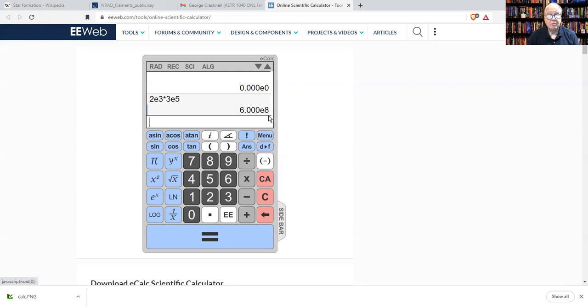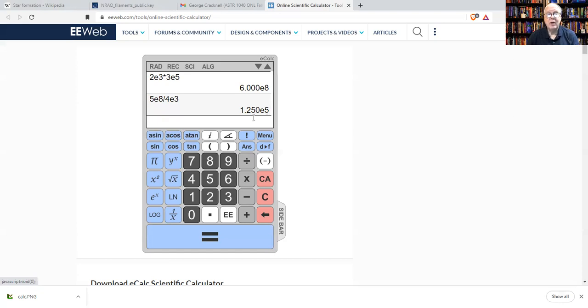Now, you can also divide. I could take 5 times 10 to the 8th power, 5E8, and divide that by, click the divided by sign up there, 4 times 10 to the third power. If I do that, I click equals, and there's my answer, 1.25 times 10 to the 5th. So you can do all sorts of things on this calculator.